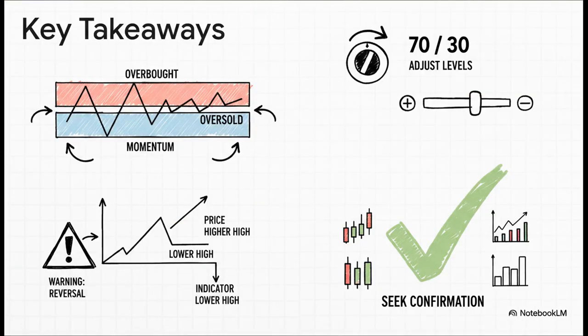All right, let's wrap this up with the key takeaways. First, RSI is all about measuring momentum to find those overbought and oversold zones. Second, don't get stuck on the 70-30 levels. Be ready to adjust them based on the market trend. Third, divergence is your best friend for getting an early warning about a potential trend change. And finally, the golden rule. Always, always, always look for confirmation before pulling the trigger.